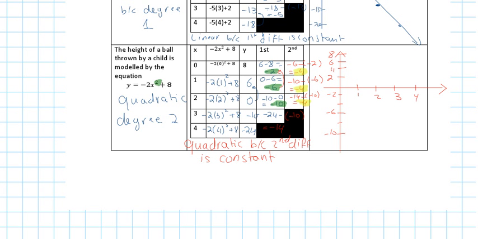So it's going to be 0, 8, so that's my first point. Then 1, 6. Then 2, 0. And 3 is negative 10. And 4 is going to be somewhere right here. So if you look at this, it's not linear, it's more curvy.